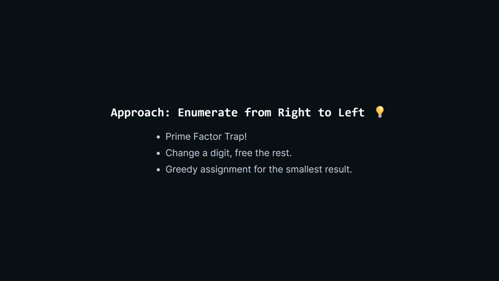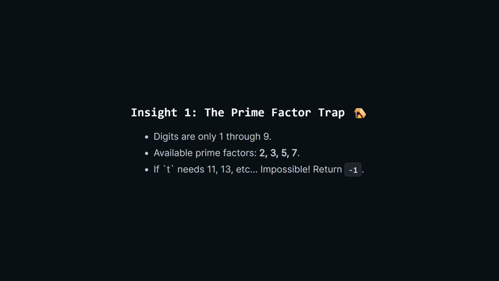The core ideas are dodging a prime factor trap, realizing how changing a single digit gives us freedom, and using a greedy strategy to keep our answer small. Let's start with the trap.